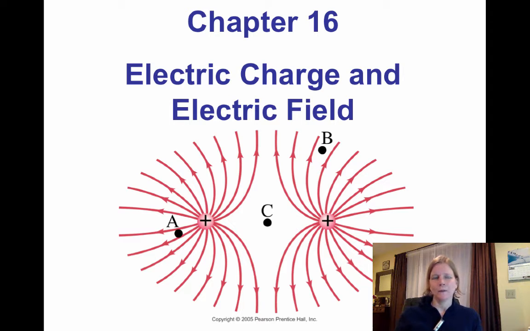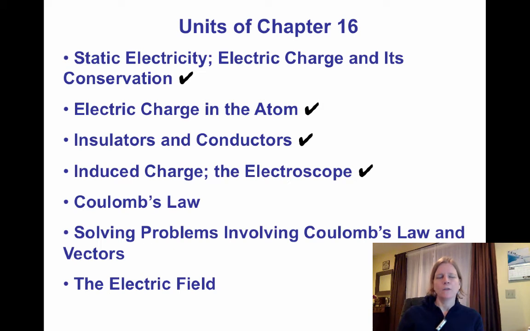Welcome back. This is Principles of Physics, and we are in the middle of Chapter 16. So far we've covered static electricity. That's electric charge. Electric charge comes in two forms, positive and negative. We know like charges repel and opposites attract. And we know charge is conserved, so we don't have a change in the net charge.